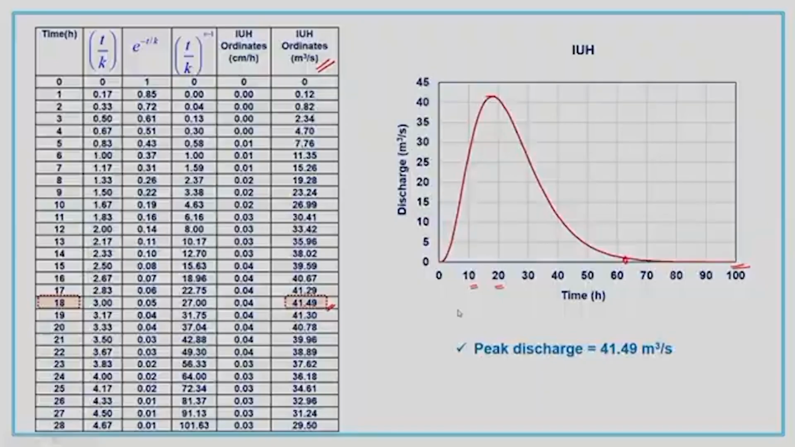After that, the reduction in the discharge value takes place and the falling limb has started. So, for getting the complete IUH, we need to continue the calculation until it attains a value equal to 0. So, the peak discharge is calculated as 41.49 meter cube per second and time to peak is 18 hours. So, this completes this particular example on derivation of IUH.